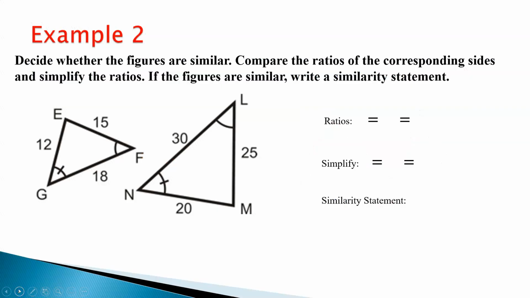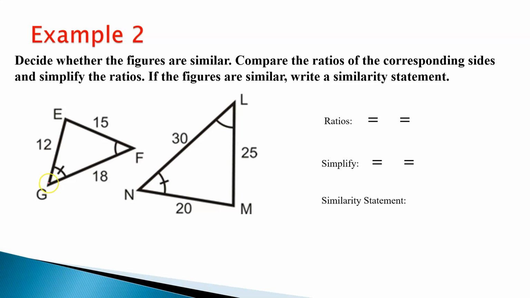So take a look at example number 2. It says, decide whether the figures are similar. Compare the ratios of corresponding sides, and simplify the ratios. If the figures are similar, then we want to write the similarity statement. So we're going to go through and play a matching game. And remember, this is where we simplified all of our fractions. And if all of our fractions simplified to be exactly the same thing, then we knew that these figures were actually similar. So let's play this game.